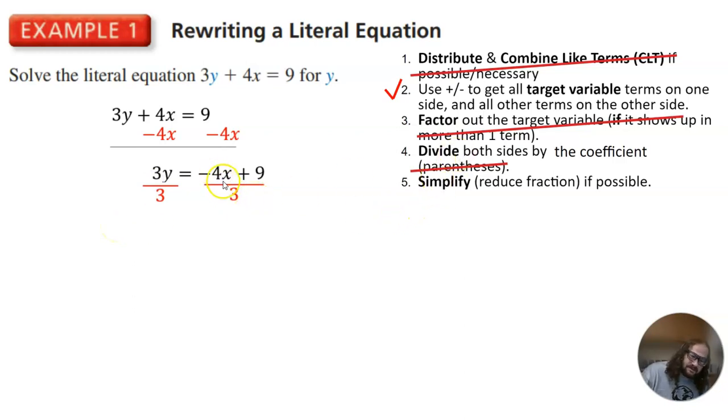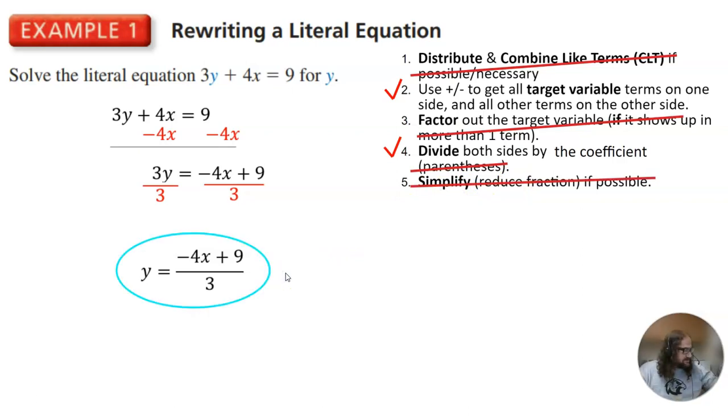And since 3 doesn't go into 4, we can't reduce this fraction. It does go into 9, but it doesn't go into 4, so we can't reduce the whole fraction. So we get y equals negative 4x plus 9. And since we can't reduce that fraction, that is our answer.